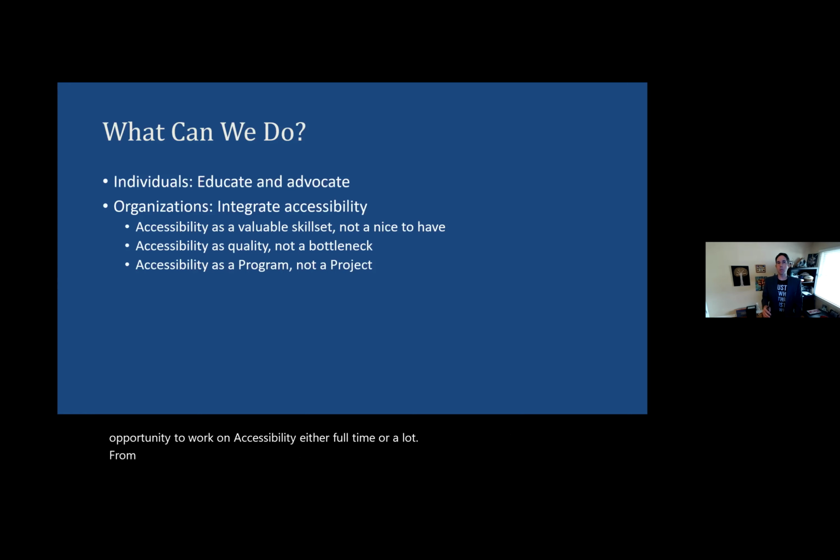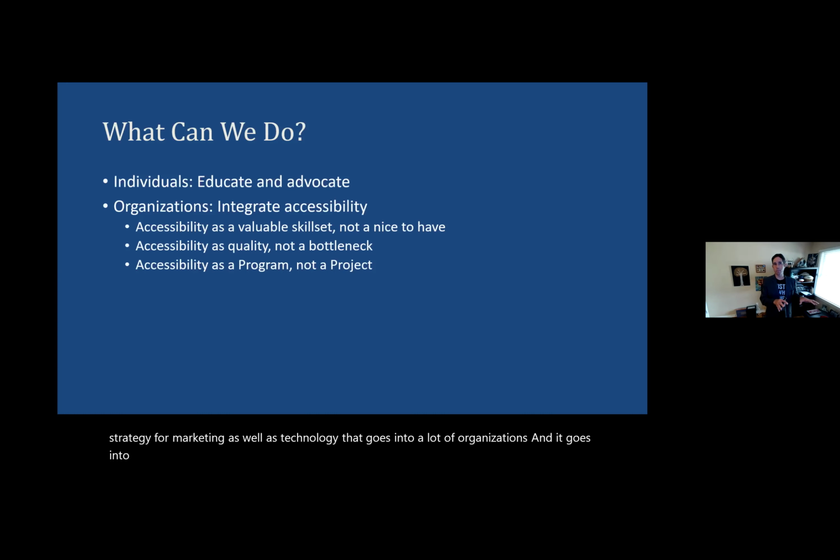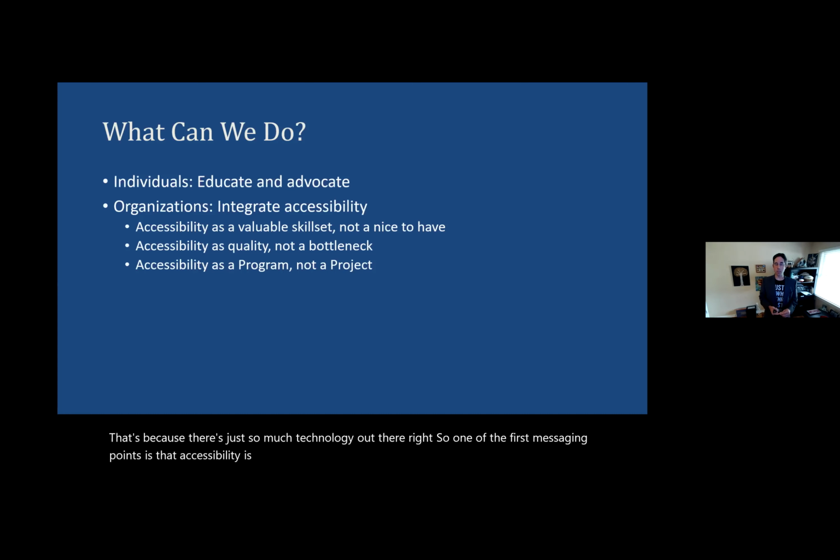From the organizational side, so now I'm speaking to those of you who are part of an organization thinking about accessibility and also thinking about some messaging that those of you who want to advocate might be able to carry forward. Generally speaking, we want accessibility to be integrated into the technology environment. And that goes to planning and strategy for marketing as well as technology. That goes into a lot of organizations and it goes into them pretty deeply. That's because there's just so much technology out there, right? So one of the first messaging points is that accessibility is a really valuable skill set. A lot of organizations treat it as a nice to have thing. So that's one of the first shifts that we try to get organizations and sometimes individual technology professionals to make as well.